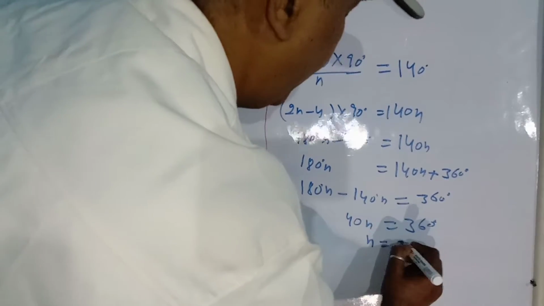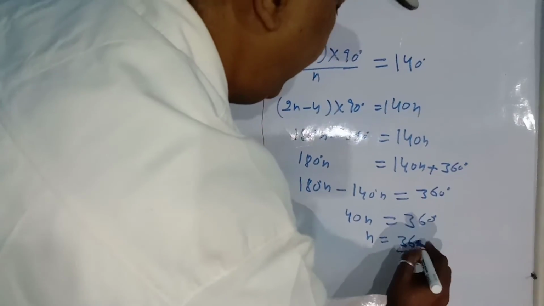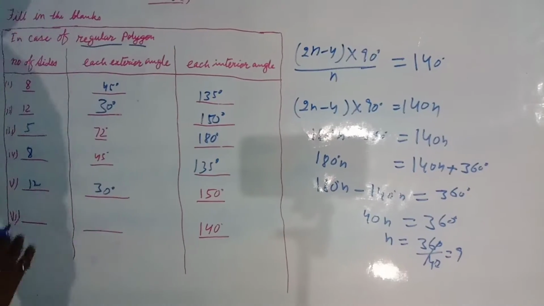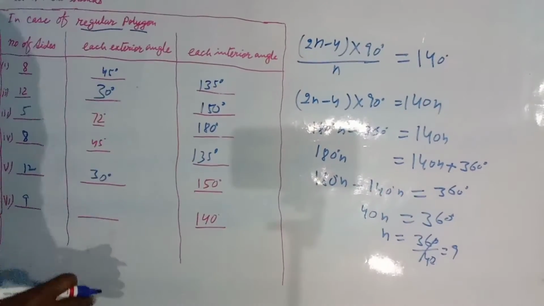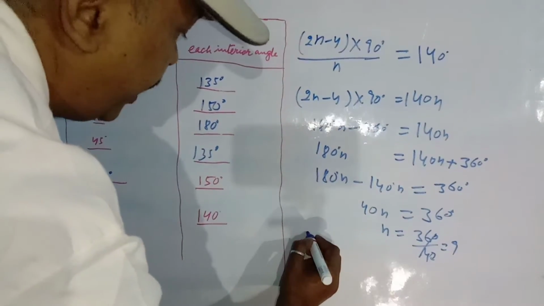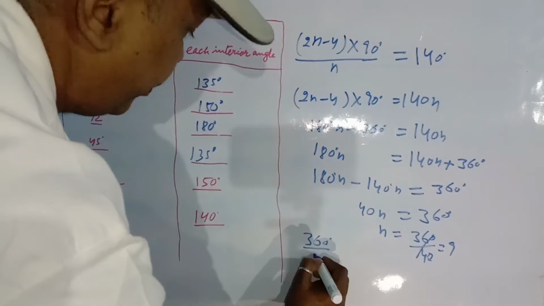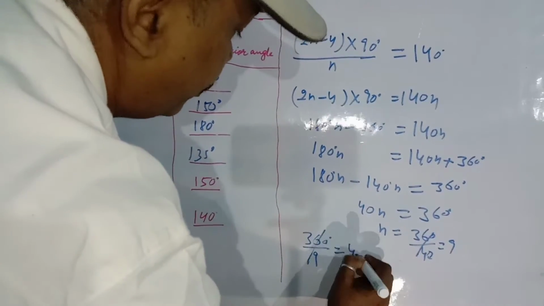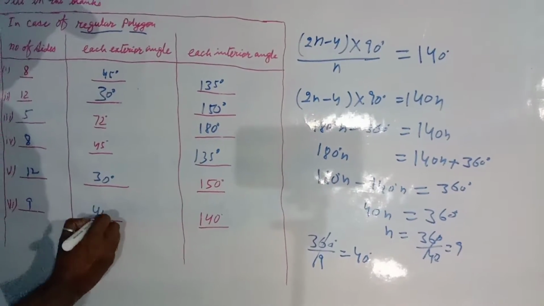Now n equals to 360 divided by 40, and we will cut this one and get 9. So the number of sides will be 9. Now we have to find each exterior angle. As we know, the sum of exterior angles is always 360 degree, and then we will divide by the number of sides, that is 9. Now after dividing we will get 40. So each exterior angle is 40 degree.